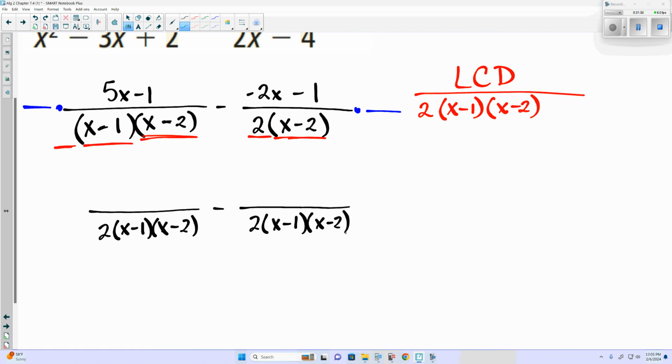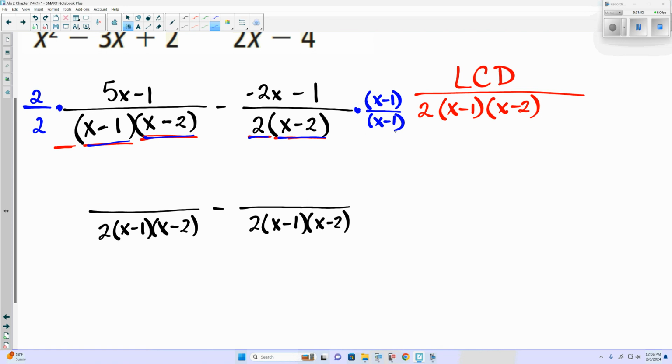If we look at the one on the left, it has the x minus 1. It has the x minus 2. The only thing it's missing is the 2 in front. The one on the right, it has the 2. It has the x minus 2. It's missing our x minus 1.